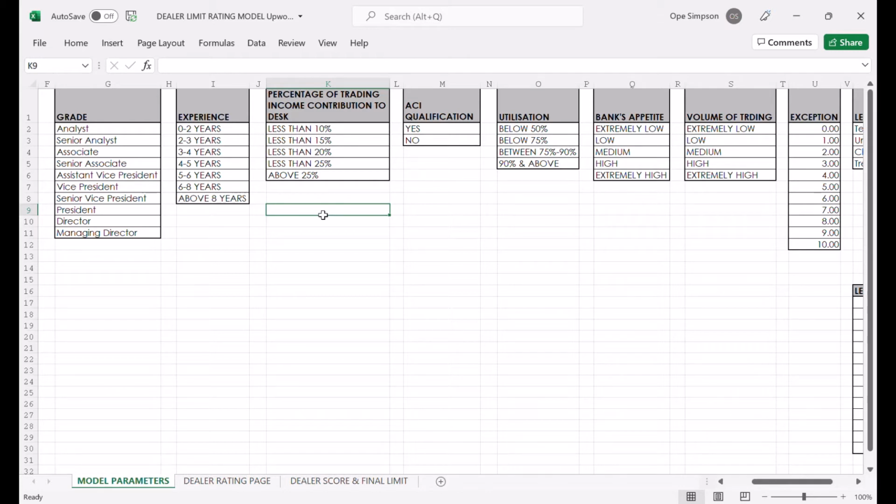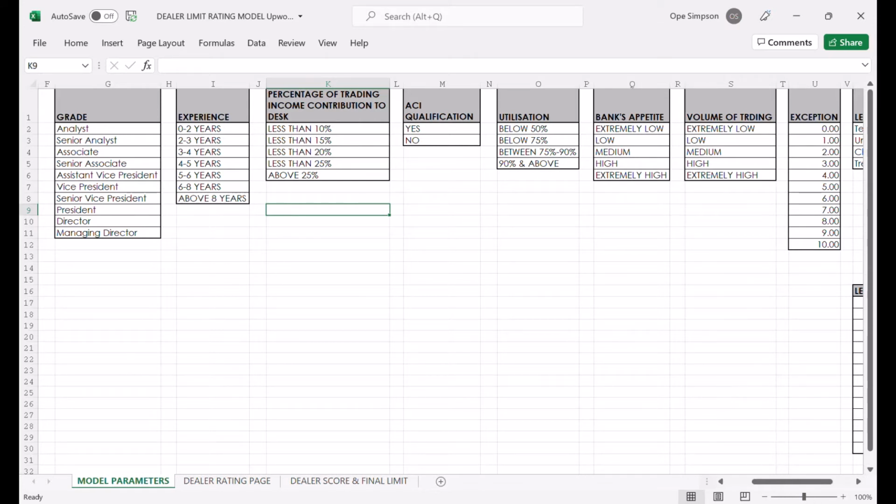Then we go to qualifications, and this is a yes or no parameter. Basically, if the dealer has an ACI qualification, he gets a dealing limit, and if he or she does not, then they automatically do not get a limit allocated to them.